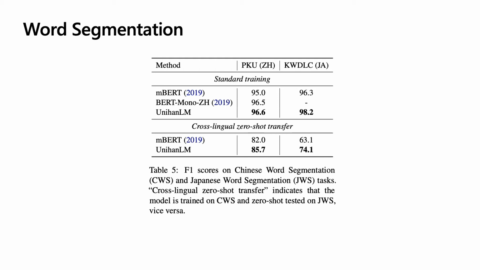So we test the pre-trained model on different downstream tasks, and for word segmentation, you can see our UnihanLM outperforms the baselines by a large margin, especially on cross-lingual zero-shot transfer in this setting.